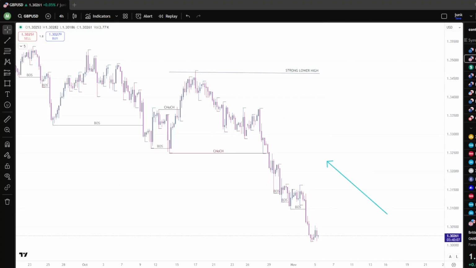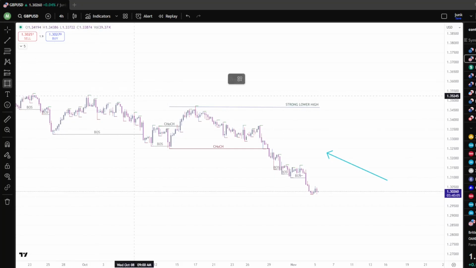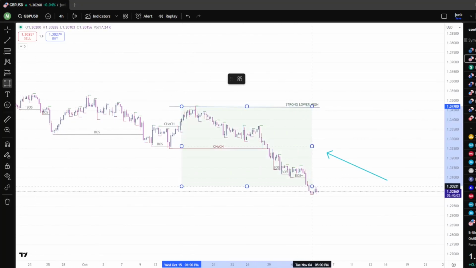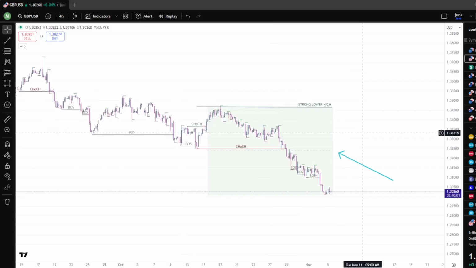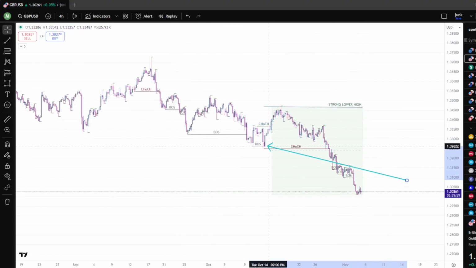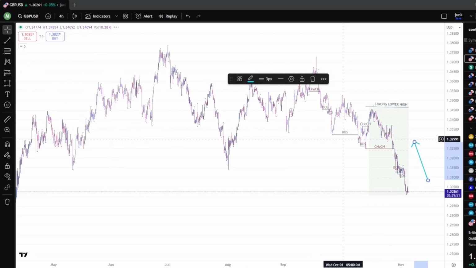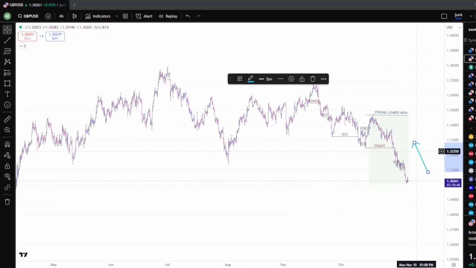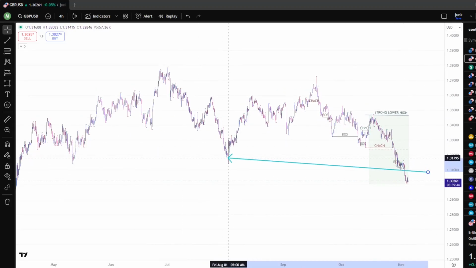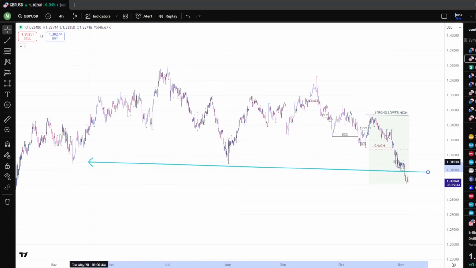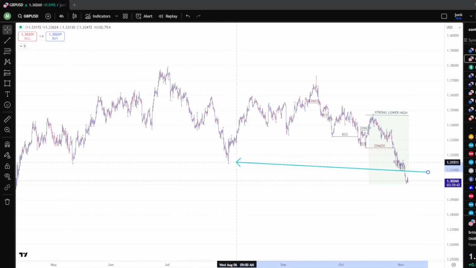GBP USD, let's go map out the current range. This has been bearish, making lower highs, lower lows, lower highs, and currently at the lower lows. This continues to break structure to the downside. On this 4-hour chart, of course, we zoom out. Unlike Euro, this has passed its previous structure, these two areas of support, as price continues to push down.